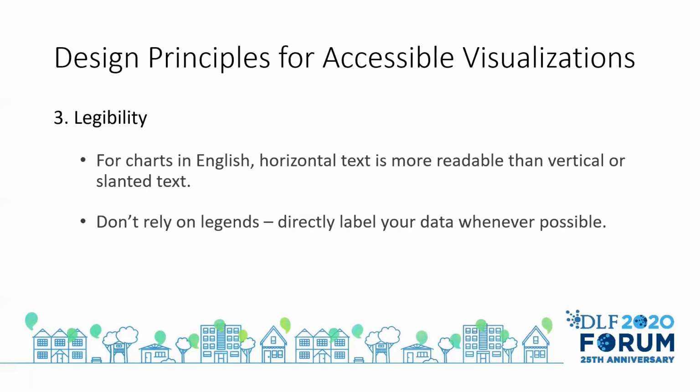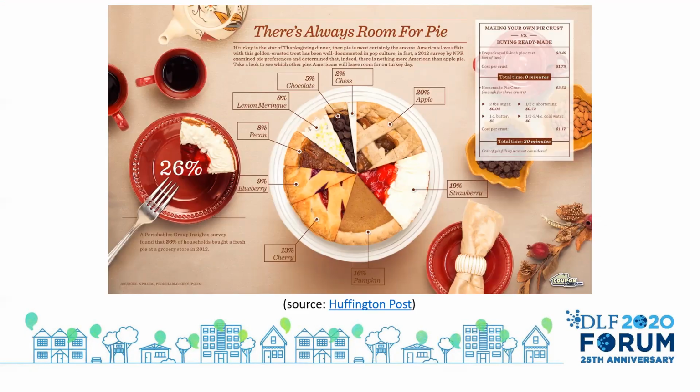The third principle is legibility. It's important to ensure that everyone can read the text and the data values in your charts. For charts with English text or other languages that read horizontally, keep all your chart labels horizontal rather than pivoting them into a vertical or slanted orientation. Additionally, do not rely on chart legends. It's very important to directly label your data wherever possible.